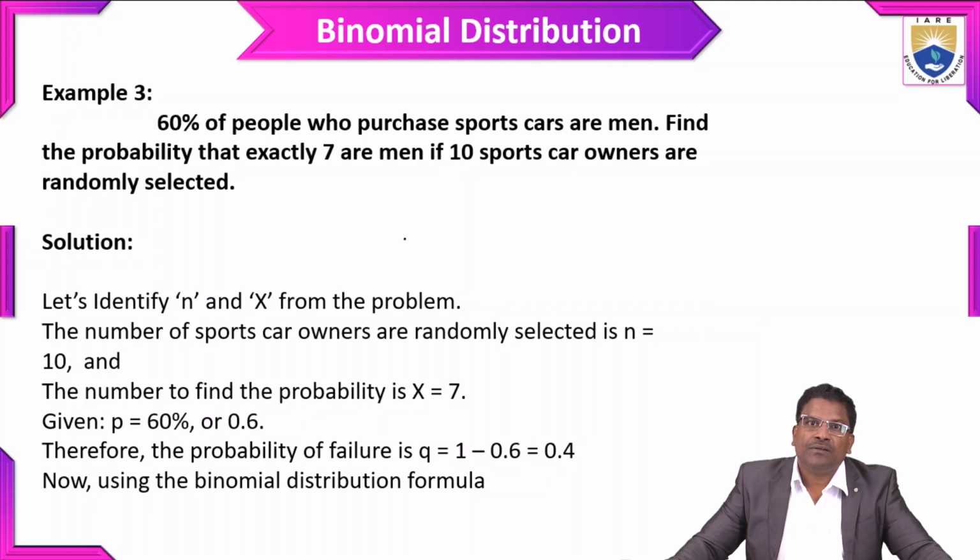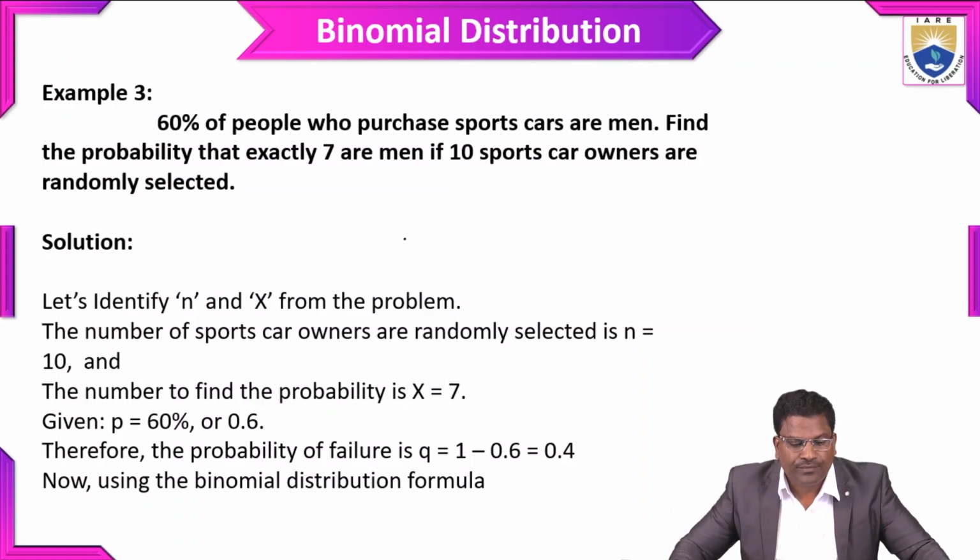60% of people who purchase sports cars are men. Find the probability that exactly 7 are men if 10 sports car owners are randomly selected. Here, you try to pick out the values of n, x, p, q.